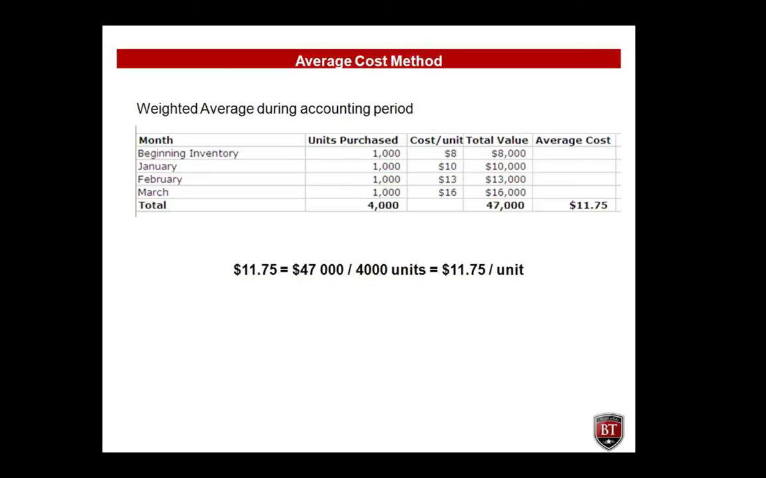This method is quite simple. The average cost method. It uses the weighted average of all units available for sale during the accounting period, and then uses this calculated average cost to determine the value of cost of goods sold and ending inventory. This is demonstrated via the numerical example on the slide. $47,000 divided by 4,000 units equals $11.75 per unit.